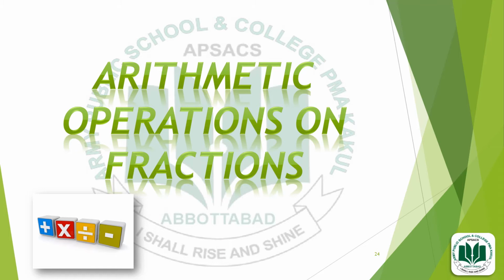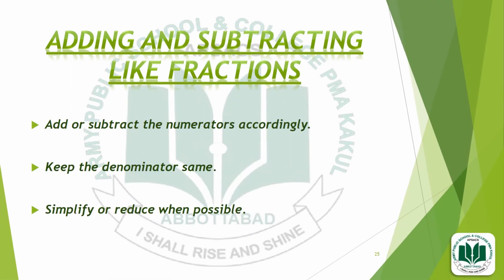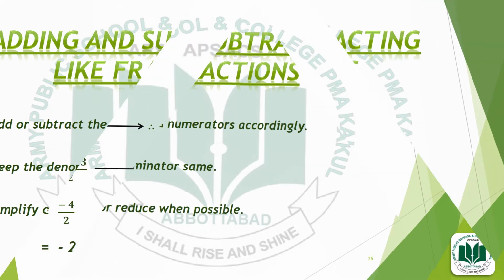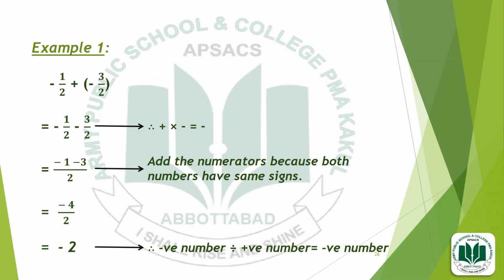Now, let us discuss arithmetic operations on fractions. While adding or subtracting like fractions, we just need to add or subtract the numerators accordingly by keeping the denominator same, and then simplify when it is possible. Let us see an example.